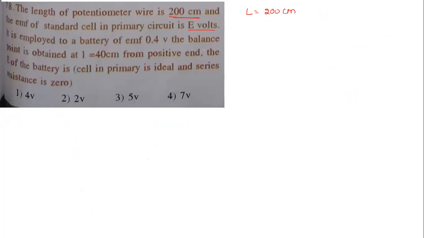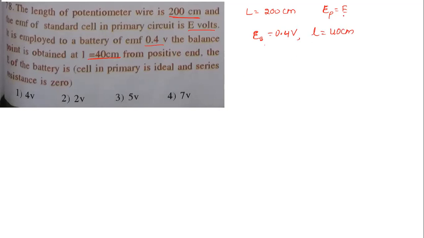That I don't know. It's given just E. It is employed to a battery of EMF 0.4 volt and the balancing point obtained is 40 centimeters for the secondary cell. So here EMF of primary cell is E. EMF of secondary cell in a secondary circuit is 0.4 volt, and balancing length we get is 40 centimeter, from the positive end.